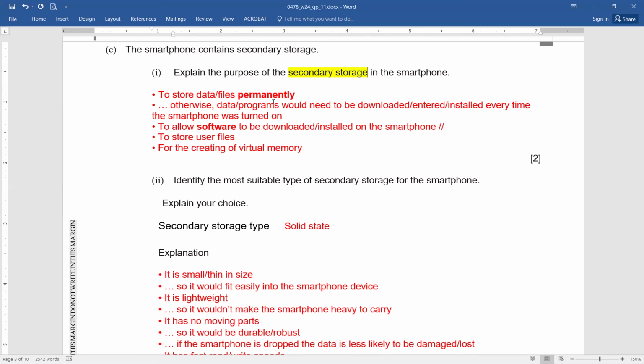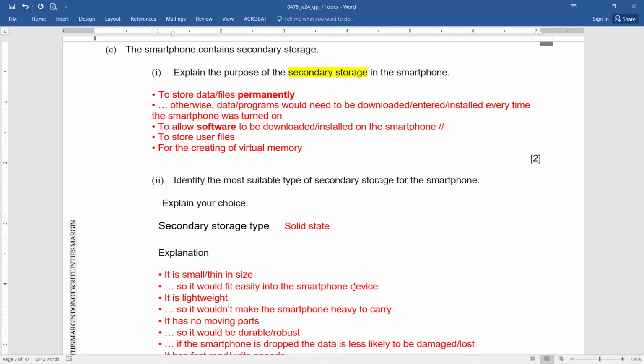Identify the most suitable type of secondary storage for the smartphone. So which are the secondary storage devices which we have talked about? Okay, that's wonderful. Hard drive and solid state. In this case, when you talk about the smartphone, the better option is definitely going to be solid state, or SSDs. And why? Reason. Explain your choice. So just recall, you have studied the advantages of solid state over the other secondary storage medium.